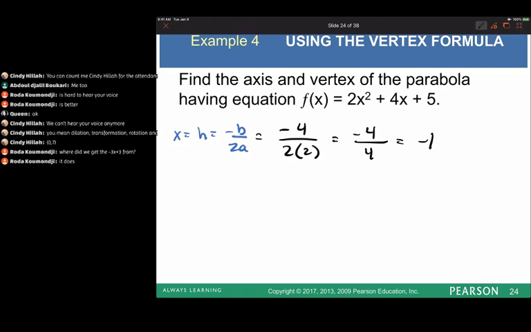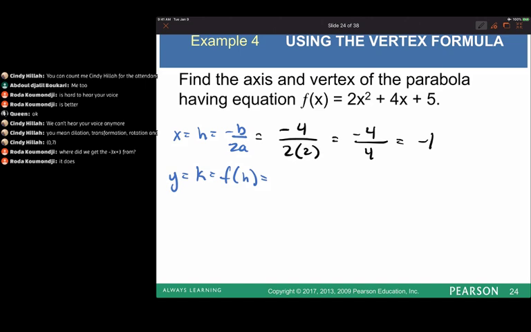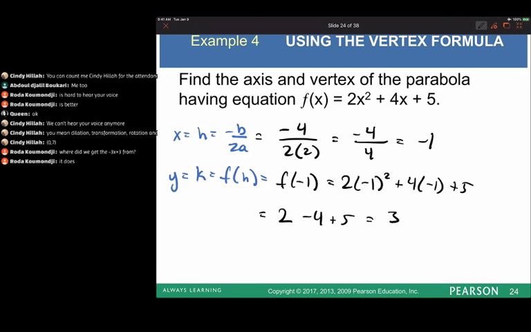So that's the x coordinate of the vertex. Let's go ahead and find the y coordinate. So the y coordinate of the vertex, which is our k, is going to be f of h. So in this case, it's going to be f of negative 1. So that's going to be 2 times negative 1 squared plus 4 times negative 1 plus 5. So then that's going to be 2 minus 4 plus 5. That's 3, right? So our claim is that the coordinates of the vertex are going to be negative 1, 3.